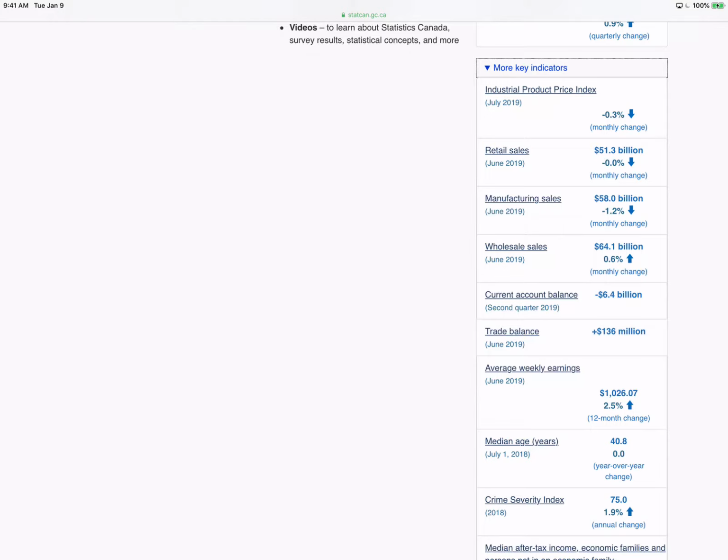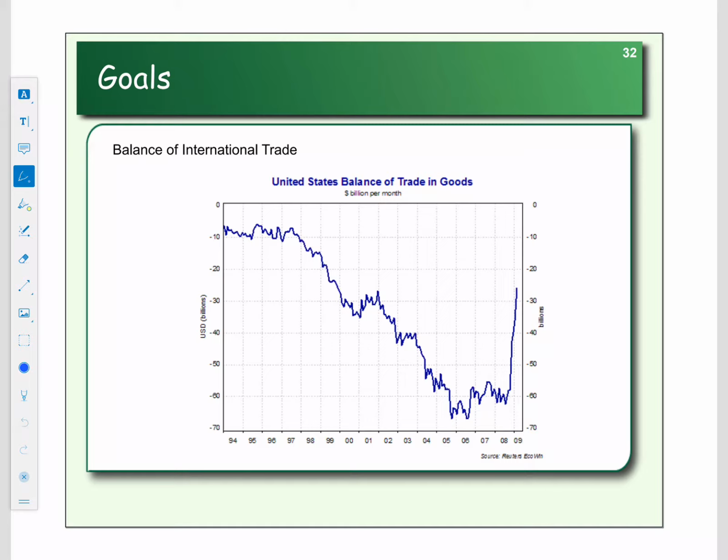The US, on the other hand, has had a trade deficit for a very long time. And you can see that trade deficit got bigger and bigger and bigger. Some economists blame this increasing trade deficit on the 2008 recession. For more information on how a prolonged trade deficit can lead to economic problems such as a recession, check out the next video.